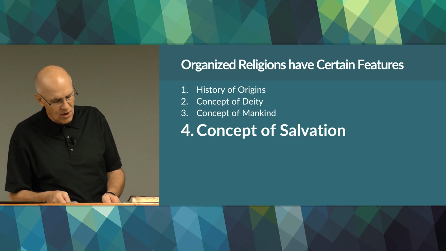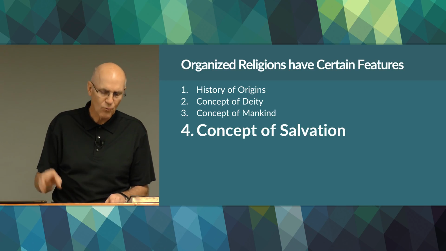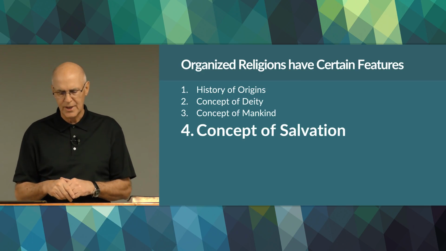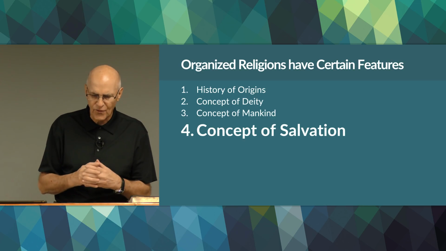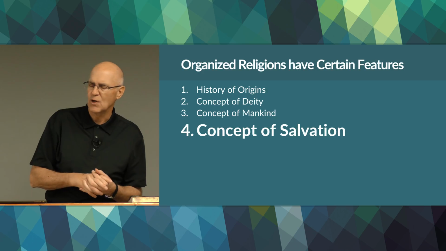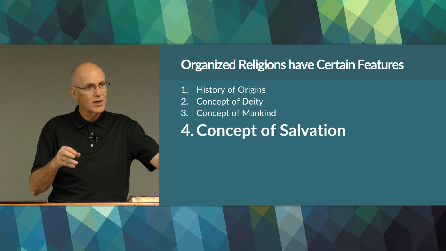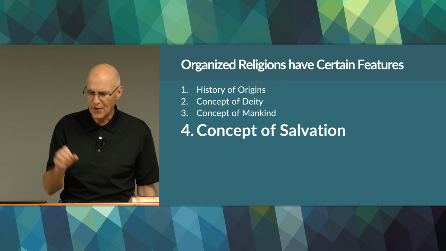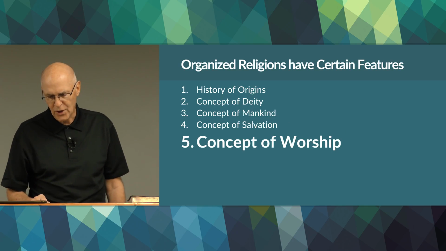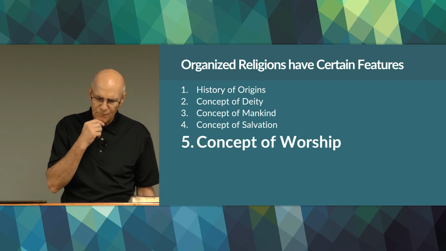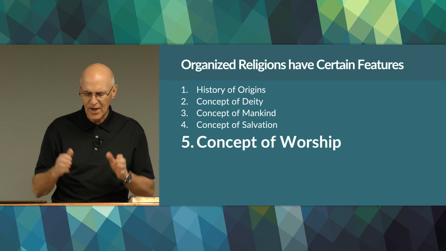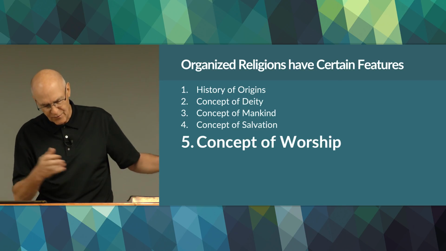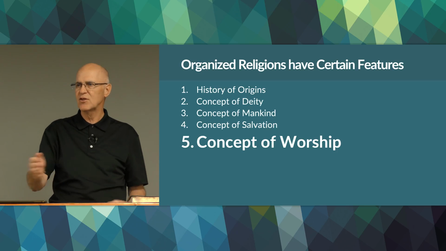Organized religions have a concept of salvation. No matter what religion, each of them has its own answer to the problem of the human condition. And some of them offer a better existence. We call it salvation within Christianity, but all religions offer some sort of better way to be, their concept of salvation. Organized religions have a concept of worship. Most religions provide their own ceremonies that express their faith and that the people do individually or collectively, but all religions have this feature.